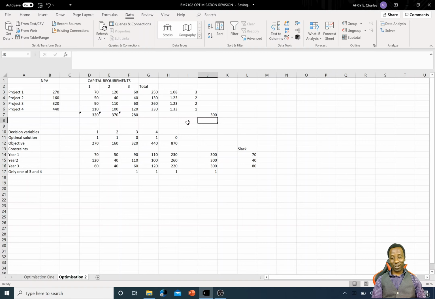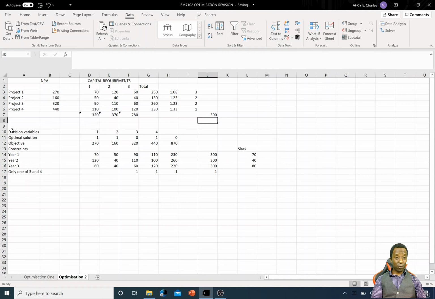So we need to make some choices. And that is quite common in business, isn't it? You can't have unlimited resources. So that is a problem. So on this occasion, how do we go about optimizing? How do we go about choosing from amongst these 4 whilst we maximize our NPV and stay within the constraint of only having 300 available?